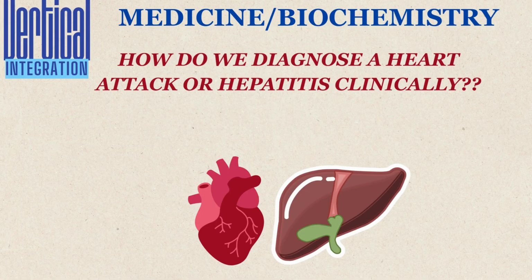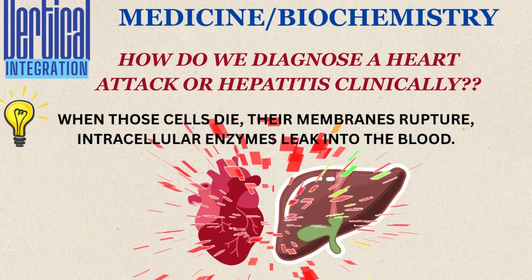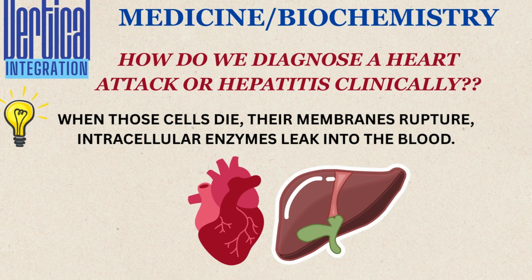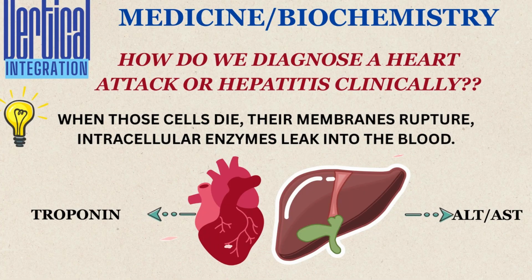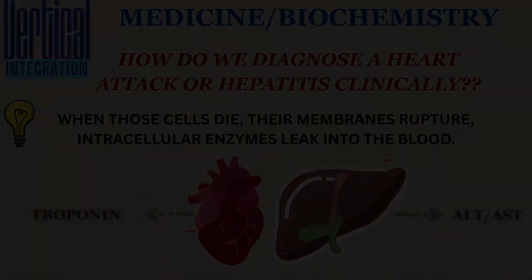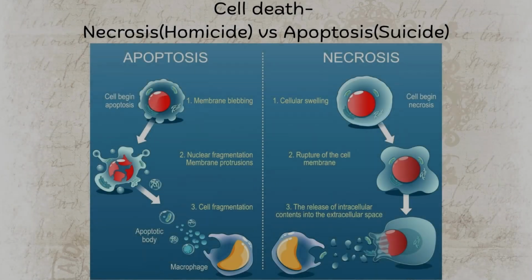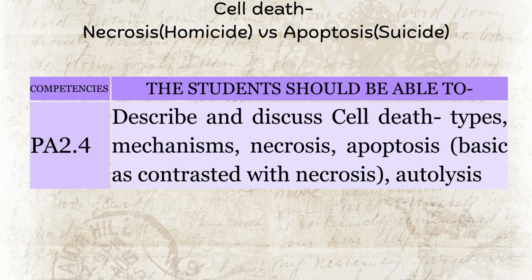How do we diagnose a heart attack or hepatitis clinically? When those cells die, their membranes rupture, and intracellular enzymes leak into the blood. We measure troponin for heart damage and ALT or AST for liver damage. The city has fallen. Now, how is the destruction managed?